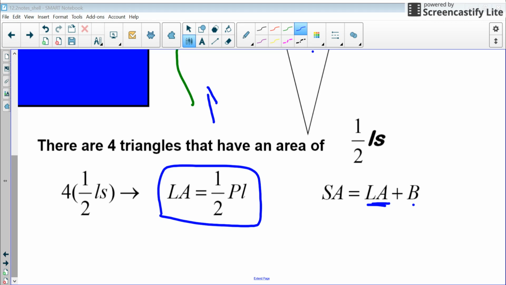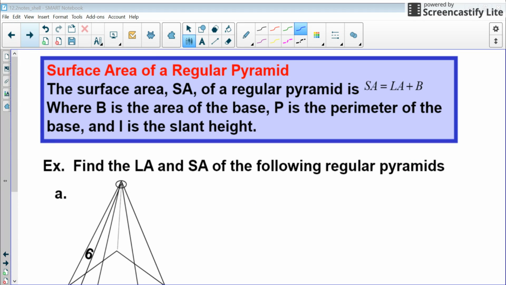So in this case, the base would be the square. In that first picture we looked at, it would be the triangle. Whatever shape it is, you need to add on that base there to the lateral area. Okay, let's look at a few examples here. Okay. So here's our formula we're going to use.